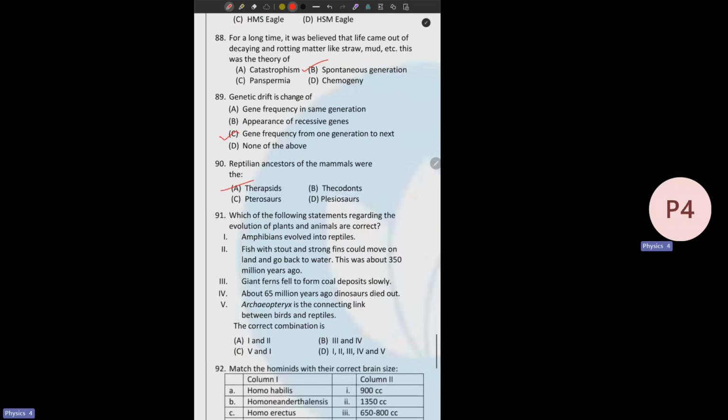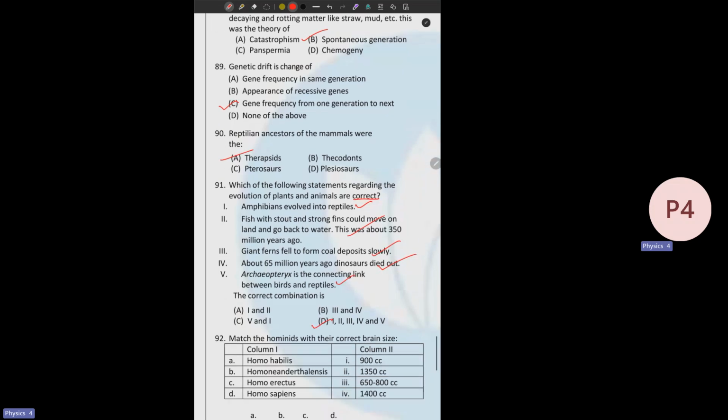Which of the following statements regarding the evolution of plants and animals are correct? Amphibians evolved into reptiles, correct. Fish with stout and strong fins could move on land and go back to water. This was about 350 million years ago. Again, correct. Giant ferns fell to form coal deposits slowly, correct. About 65 million years ago, giant dinosaurs died out. Archaeopteryx is the connecting link between birds and reptiles, and hence all the statements are correct.